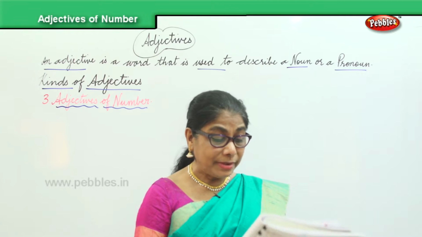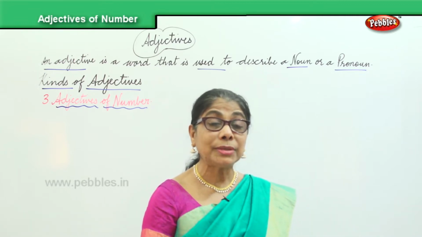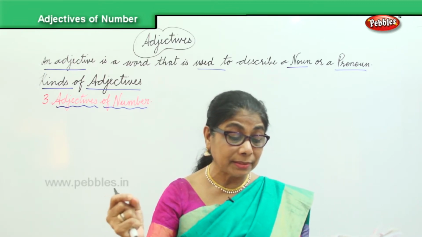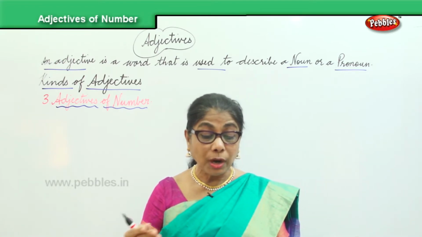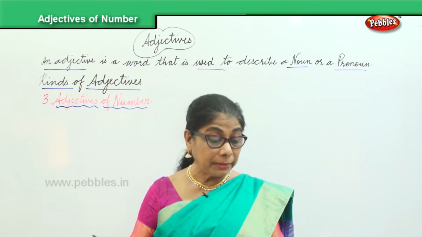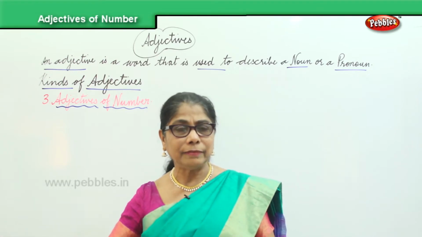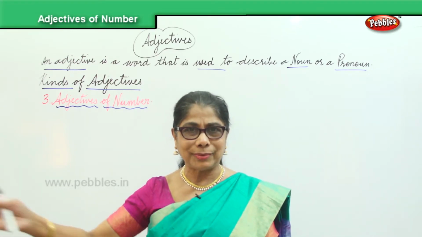An adjective of number shows how many persons or things are meant, or in what way or order the person or thing stands. Standing first or last or whatever.